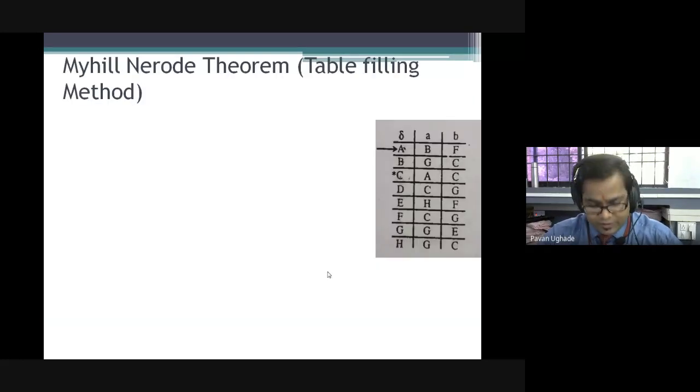In the same way, today we are going to discuss the Myhill-Nerode theorem or table filling method, which is very important. Instead of giving just the minimized automata, it gives two other important things: distinguishable states and indistinguishable states. In the examination, it will be asked for 2 to 3 marks: explain the distinguishable states and indistinguishable states. So, what you will be writing about that, we will be seeing.